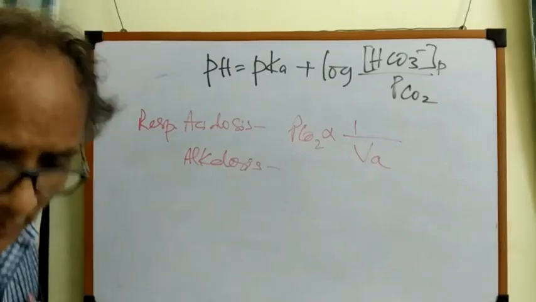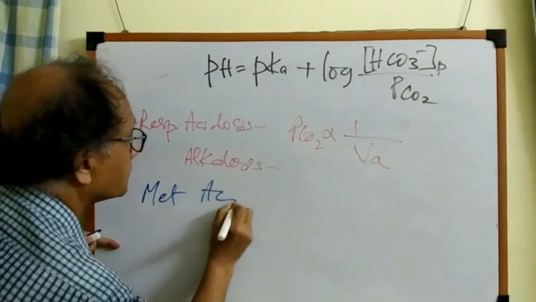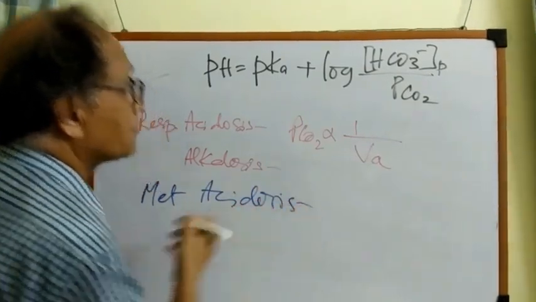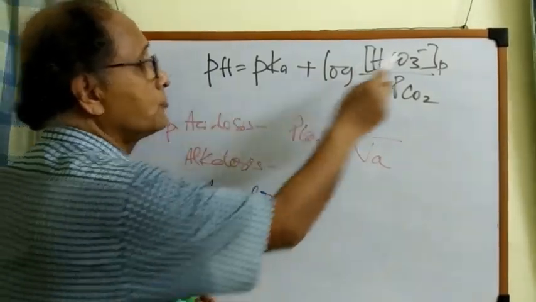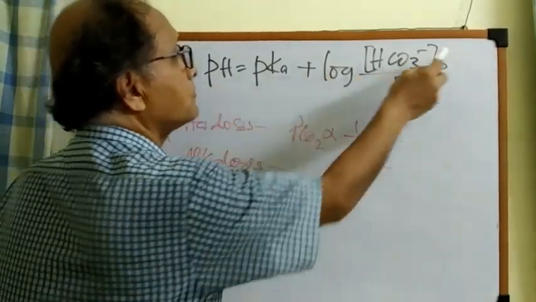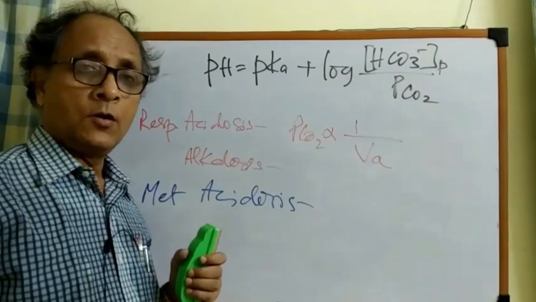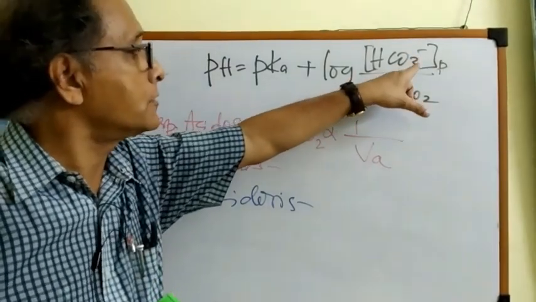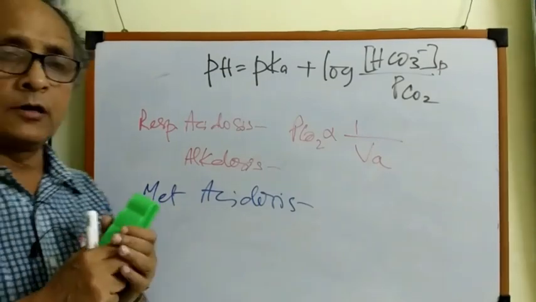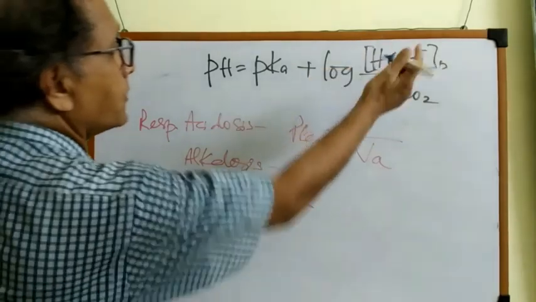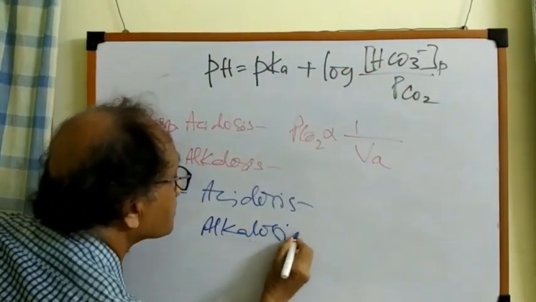Now let us see what is metabolic acidosis. When there is metabolic acidosis, that means pH is low due to the plasma bicarbonate concentration being reduced. When the plasma bicarbonate concentration is reduced, that is known as metabolic acidosis. And when the plasma bicarbonate concentration is increased, that is known as metabolic alkalosis.